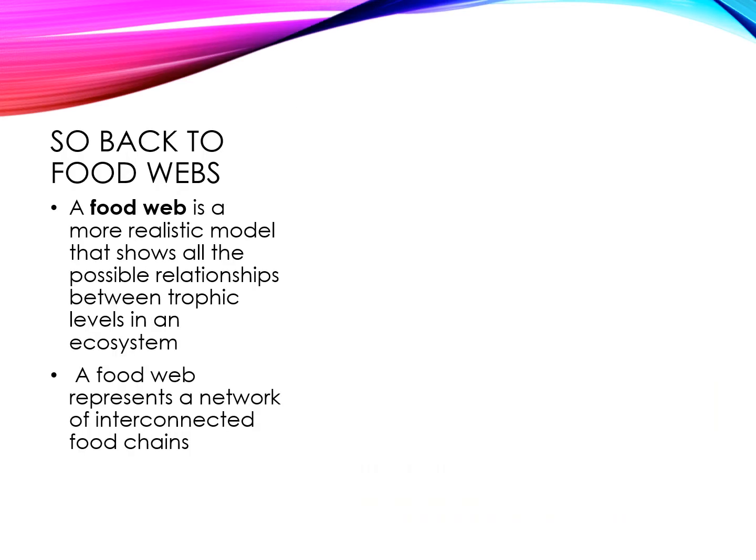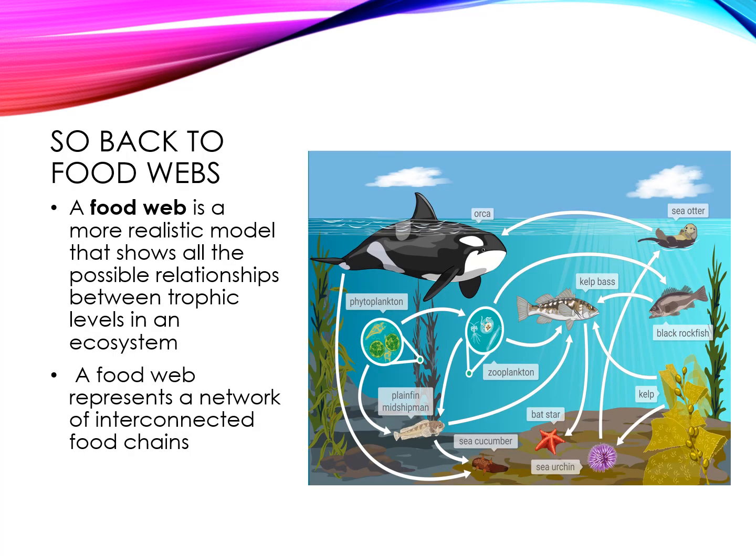So that was a long detour, but back to food webs. A food web is a more realistic model that shows all the possible relationships between trophic levels in an ecosystem. A food web represents a network of interconnected food chains. So instead of just a single linear food chain, there's a bunch of interconnected food chains, and sometimes one organism actually feeds 3 other organisms, not just one. So it's really complicated, but that's okay. It shows us a better image of how the ecosystem works.